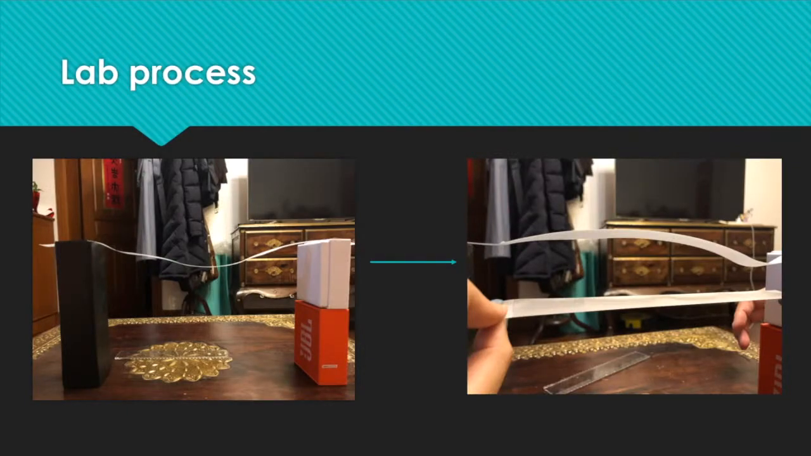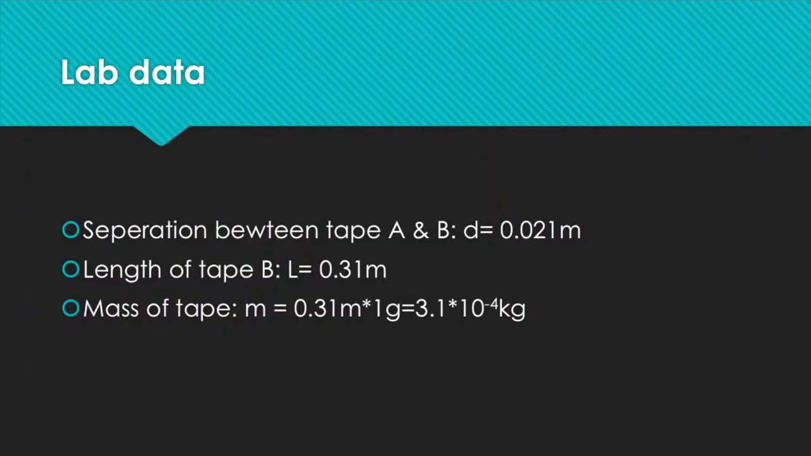And here is some photo footage of me during this lab. As we can see from the photo on the right side, the upper tape eventually reaches an equilibrium state by floating in the air. Here are some lab data. The separation between the two tapes is about 0.021 meters. The length of the tape is about 0.31 meters, and the mass of the tape can also be calculated.